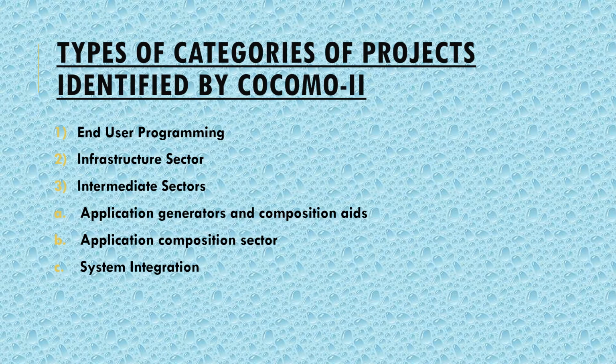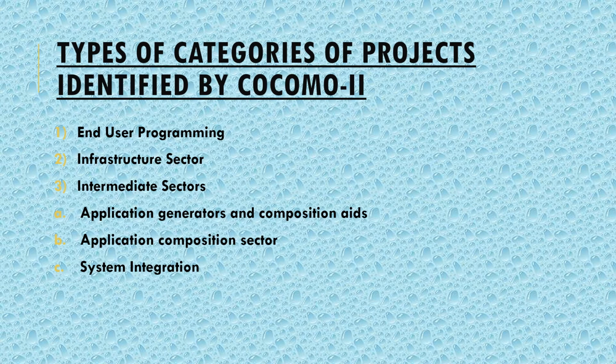The infrastructure sector is applicable to infrastructure development software, like operating systems or database management systems, etc. Then the third one is the intermediate sectors, which has three subcategories. The first one is application generators and composition aids. Application generators create capabilities for user programming, and we can use reusable components from the product lines. It helps us to create a new development process from scratch, starting from scratch or developing a new product, all these application composition and generators will be developed.